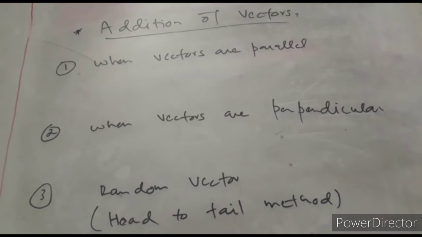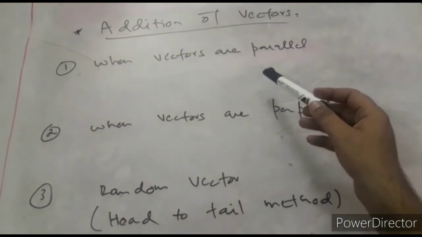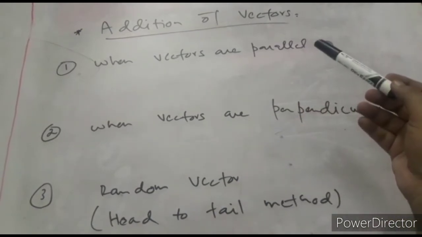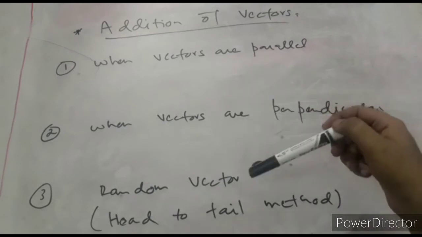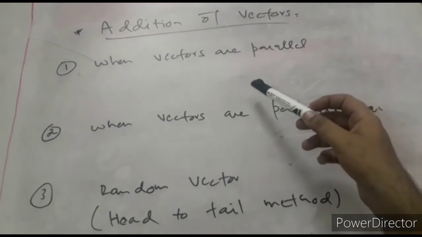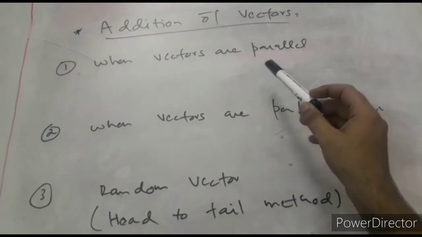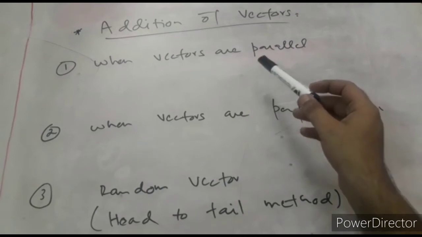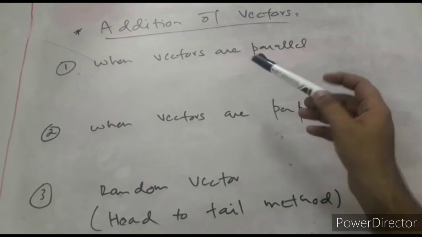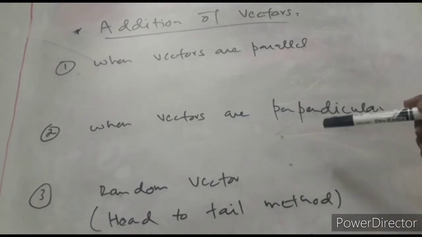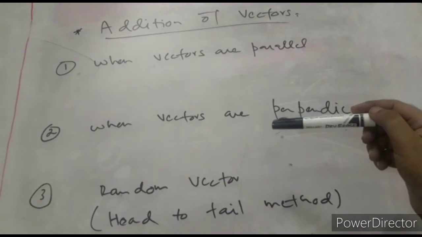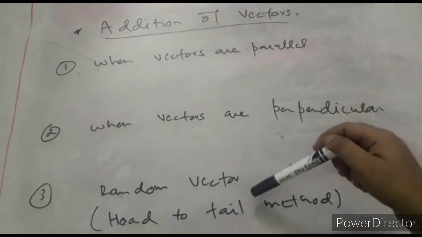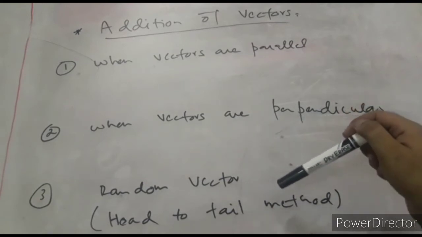Okay students, so here we have a list of different cases of vector addition. The first one is to basically simplify the process of addition of vectors. We divide the addition into these three cases. The first case is when we are given the vectors which are parallel to each other. The second case, when the vectors are perpendicular, how we gonna add them. And the third one, when the vectors are in random directions. So this is the main method, and that is called head to tail method.